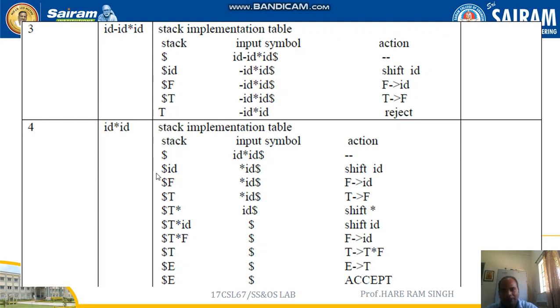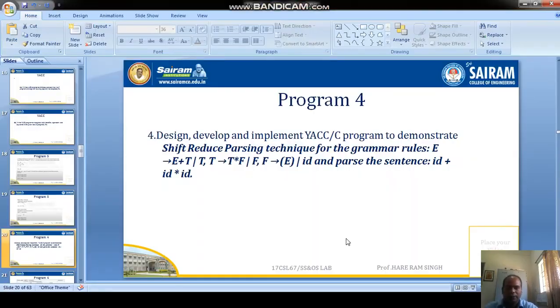Let us see this one: ID into ID. Stack dollar, input ID into ID dollar, no action. First ID will be shifted. ID can be reduced to F. F can be reduced to T under the given grammar. Next shift is star. Next shift is ID. So ID can be replaced by F, and T into F can be replaced by T. T can be reduced to E, and nothing is left in the input. So this input is also accepted under the given grammar.